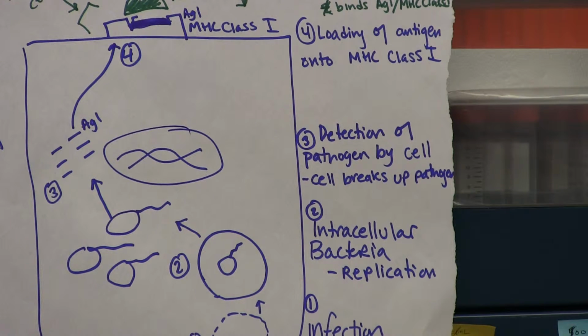So step 3, we have your own cell, any cell, so a lung cell or skin cell, can actually detect if there's a pathogen inside of it.